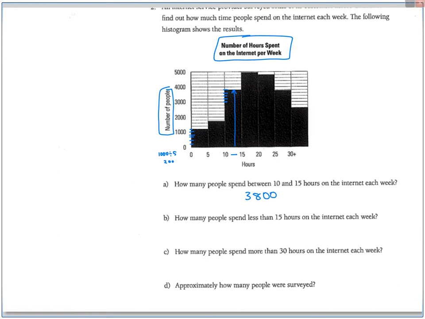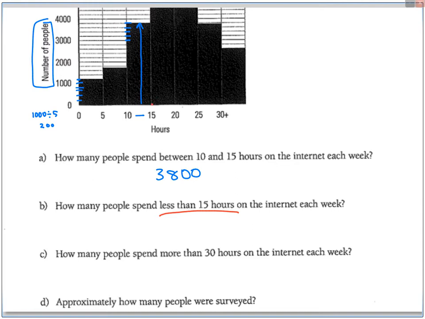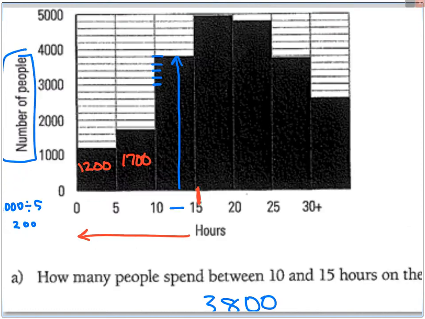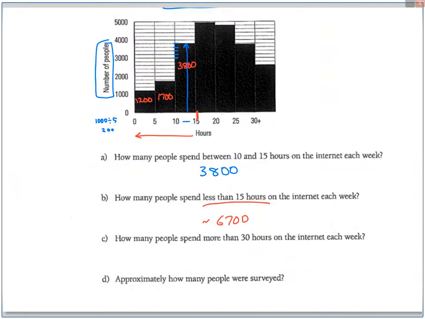Okay, 3,800 people. How many people spend less than 15 hours? Now you gotta be smart here. This is going to include more than one bar. Do you see this less than 15? 15's here, so we need all those bars to the left. So you have to account for 3 of the bars. Okay? What's the first bar? Is it 1,200? Okay. Second bar? Almost 1,800? See how there's some space there? Let's go with 1,700. And then this one we already know is 3,800. So we have to add all those up. So 1,200 and 3,800 is 5 grand. So about 6,700. So if you had something like 6,750 or 6,800, I would probably just give it to you. Okay, because it's pretty close. Okay, I'm not trying to mark you on how accurate your eyeballs are.